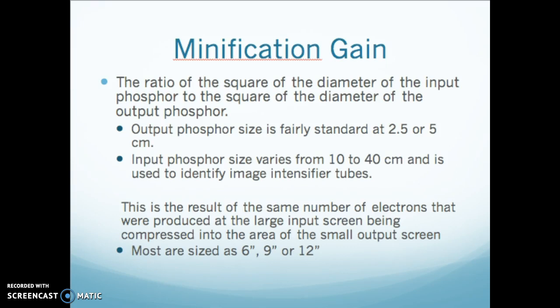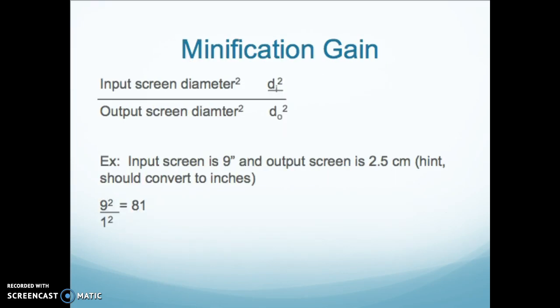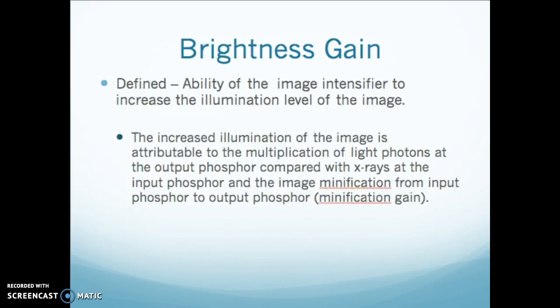This is the result of the same number of electrons that were produced at a large input screen being compressed into an area of the small output screen. So a lot of the input sizes are 6, 9, or 12 inch. Your minification gain, here's your formula. So the input screen diameter squared over the output screen diameter squared. And there's a sample problem for you.